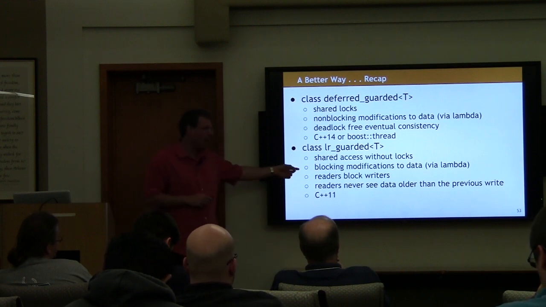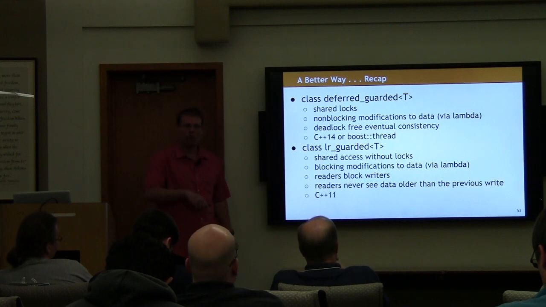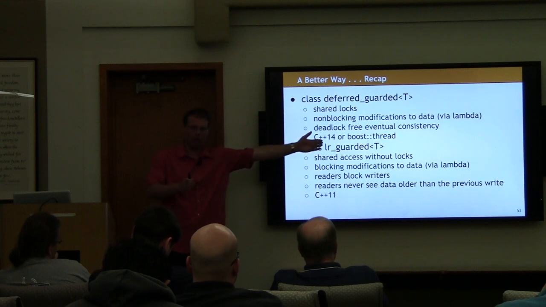The LR guarded, we're back to blocking modifications of your data. However, readers block writers, but readers never block readers, and readers never see data older than the previous write. So depending upon when a reader arrives, it could either see the current state of the object or the state right before the modification that's in progress, but never older than that.